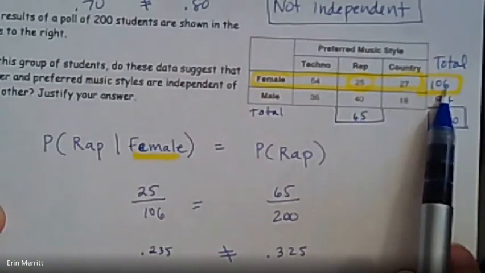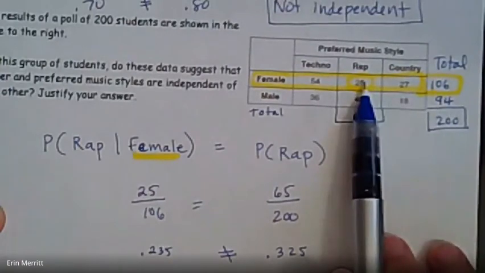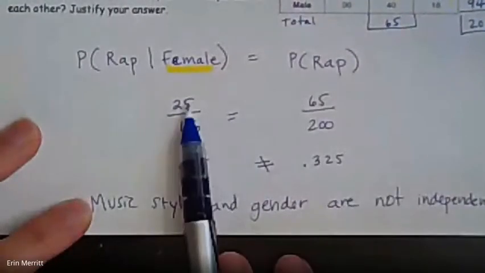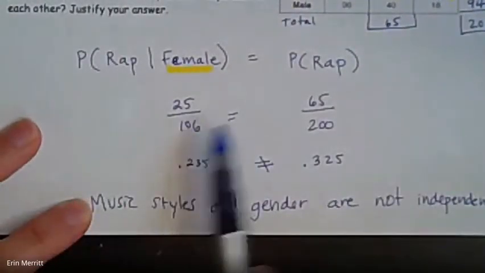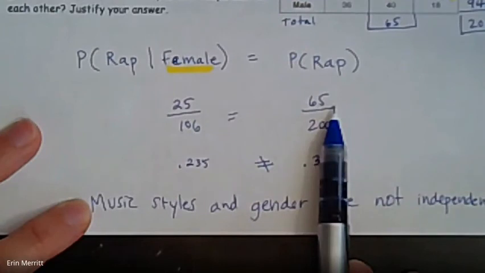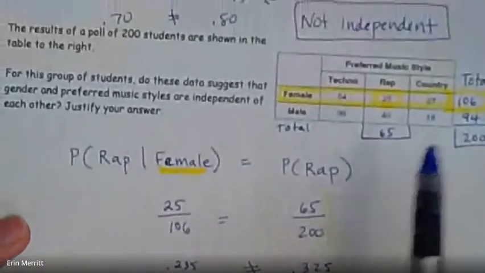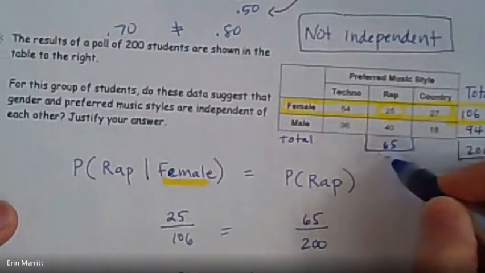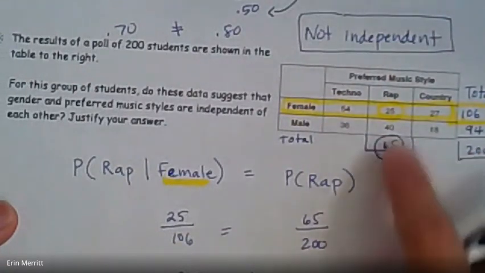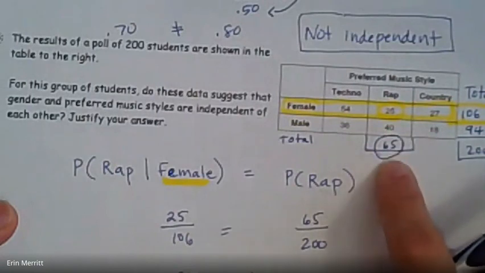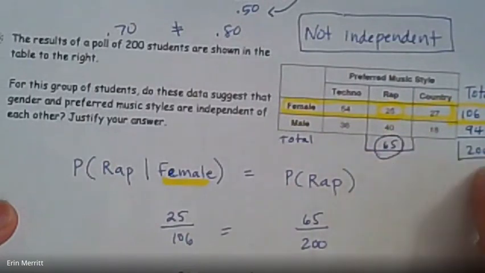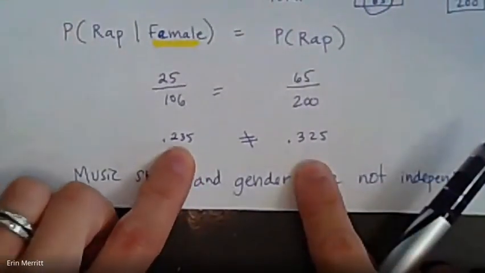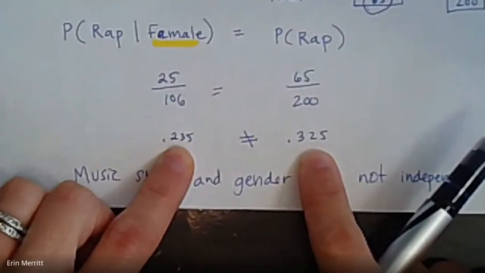What's the probability you liked rap given that you're female? Well, there's 25 females out of the 106 that like rap. So that's the probability that you like rap given that you're female. All right, what's the probability that you like rap out of the whole group? Well, come back up here. The total number of kids that like rap, right, is this 65 right here. 25 females and 40 males. And then what's the probability out of the whole group? 200? Well, 65 out of 200. When you calculate, this comes out to be about 0.23. This one comes out to be about 0.32.